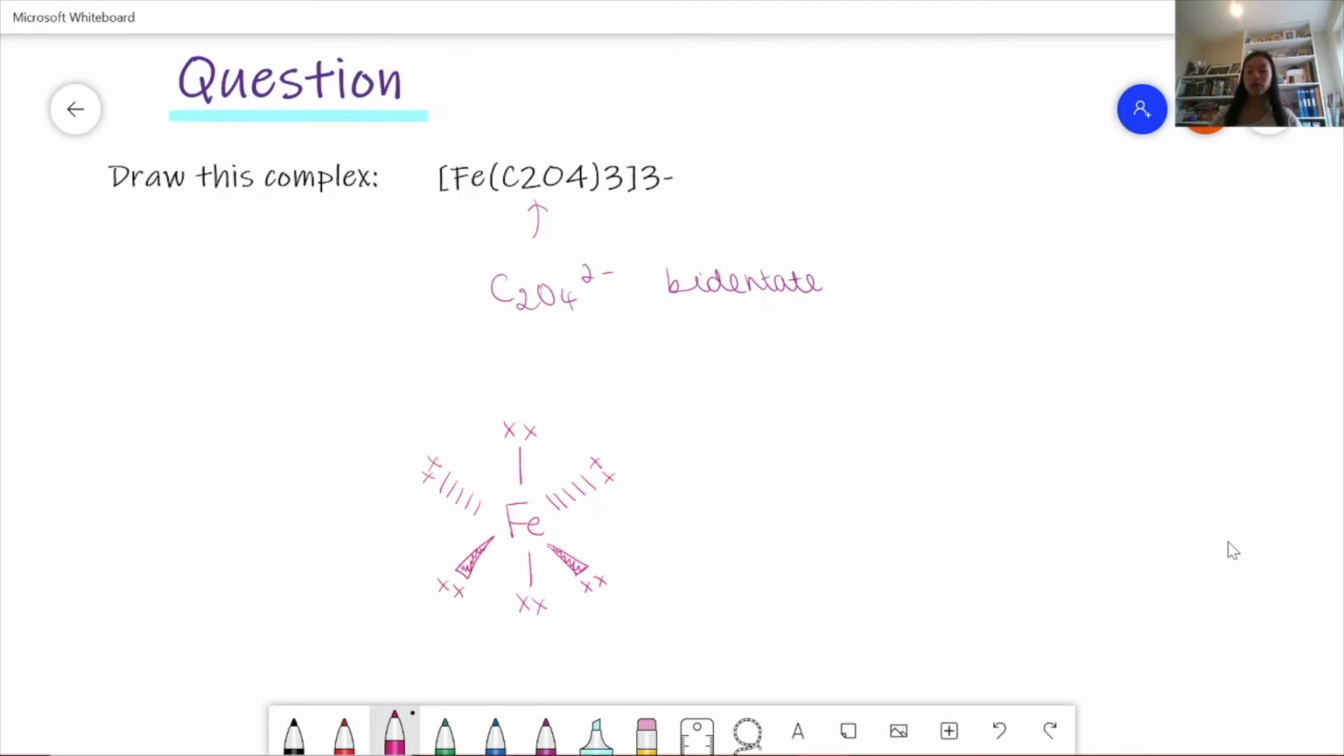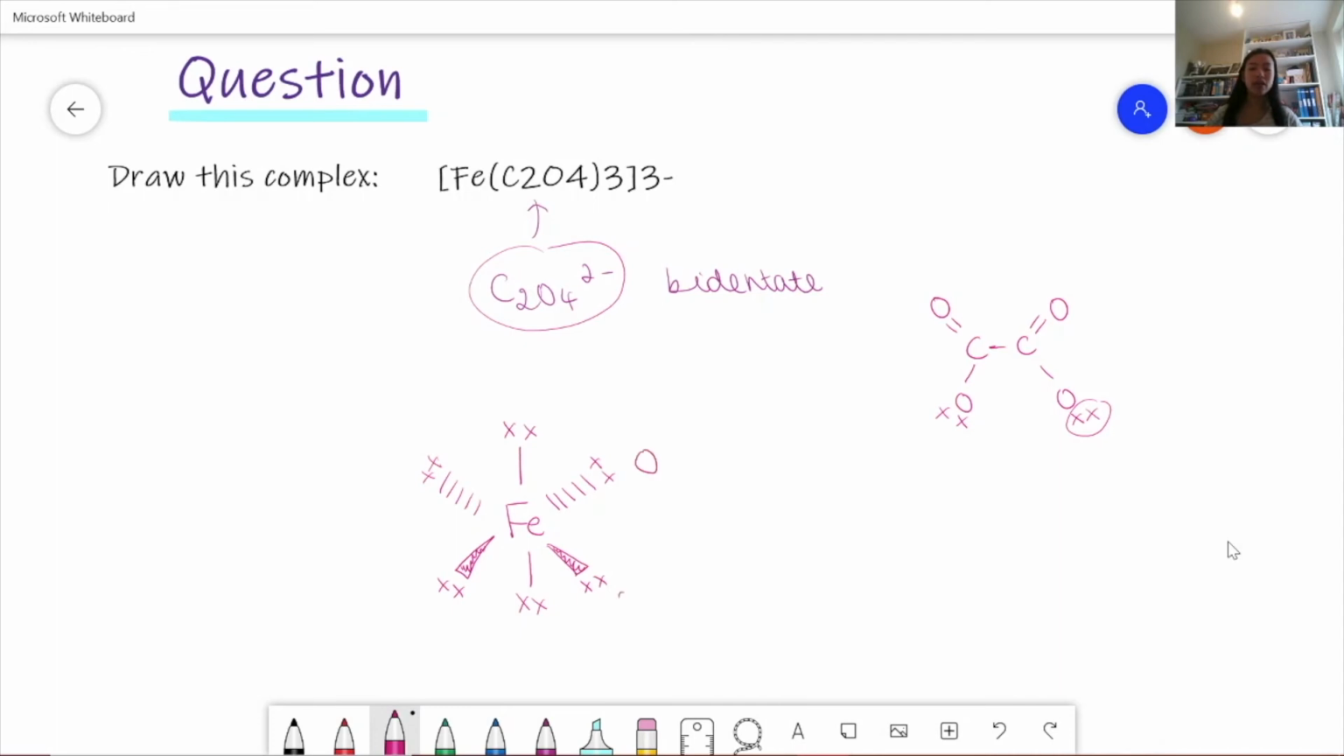And then once you've drawn that, you then think about what bonds to what in this ethanedioate. So if I was to draw an ethanedioate out, it would look like this. So we'd have 2 carbons, 2 oxygens, and 2 other oxygens which are double bonded. And so we have some outer electrons here, and these are the electrons which form the coordinate bonds. And so we get something that looks like this.